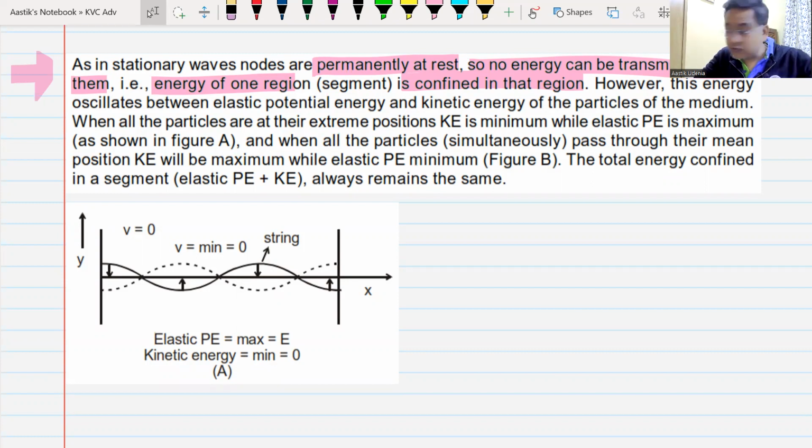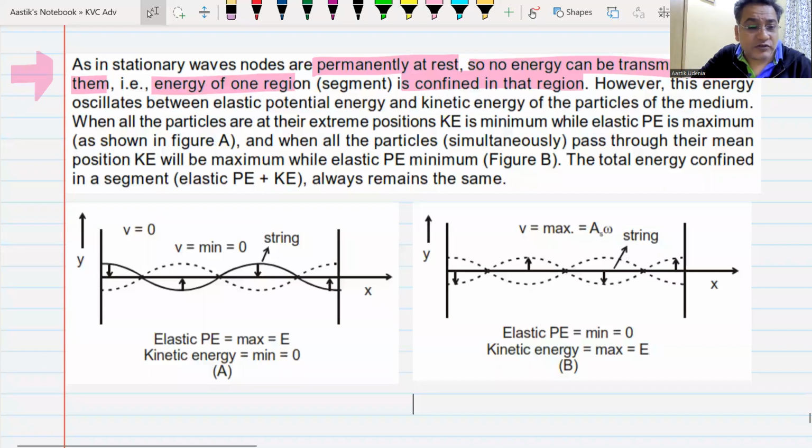The first diagram shows the particle at their extreme position. The second diagram shows the particle at their mean position. And when the particles are passing their mean position, the entire energy is kinetic in nature. When the particles are on their extreme position, the entire energy is potential energy. In between them, it is a mixture of kinetic and potential energy. Remember, it is the case of a simple harmonic motion. Do we understand this?